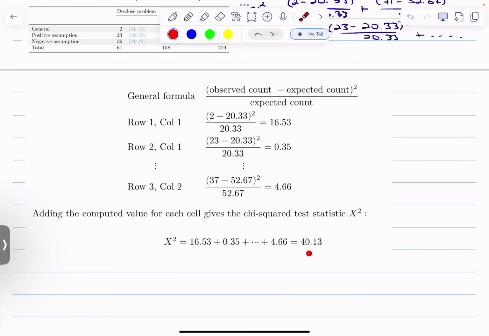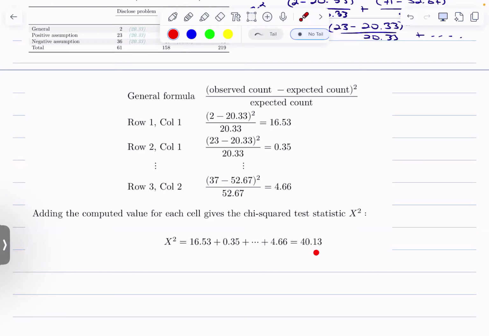And so right here, this is what we did: 2 minus 20.33 squared divided by 20.33. That becomes a number. Each one of those cells is going to generate this squared deviation. It's called the Pearson residual, but you don't need to know that. Then we add those all up, and that makes our chi-squared. Just like a z, a large chi-squared is evidence against the null hypothesis, but we don't know if this is big or not because we need our degrees of freedom to determine the shape.